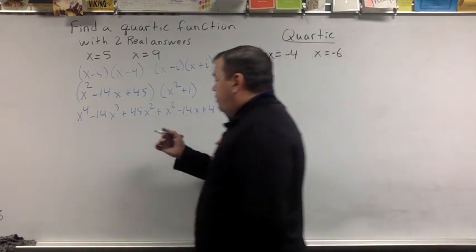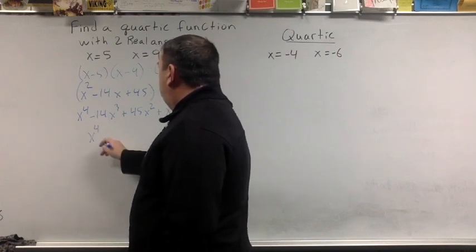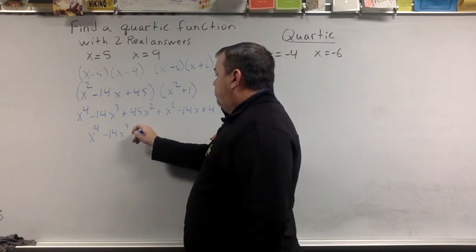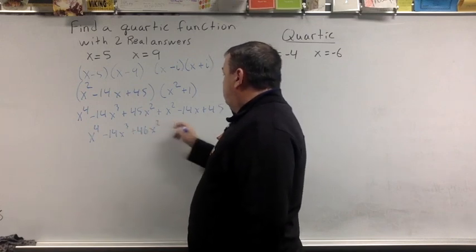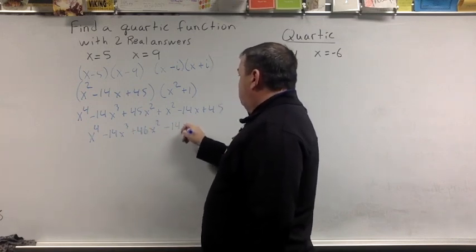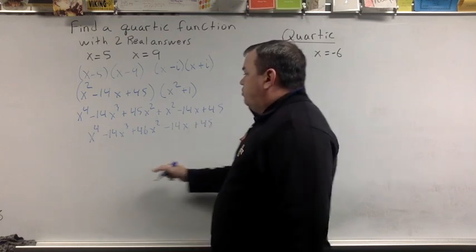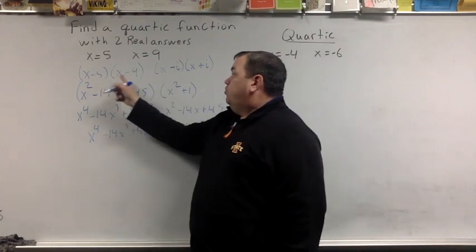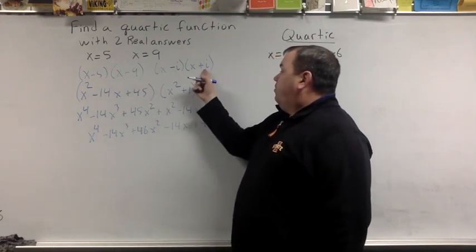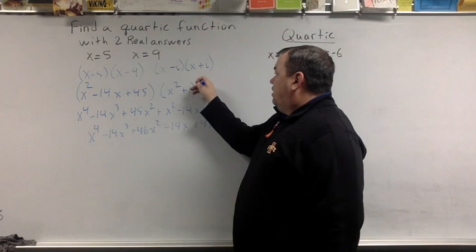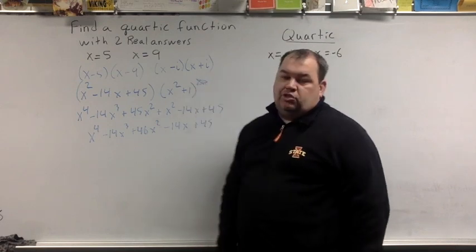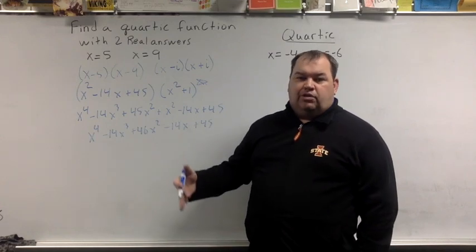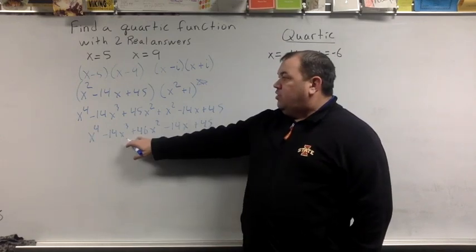But when I get done with this, x to the fourth, 14x cubed, I've got a couple of x squareds there. Here's my quartic that I was looking for. It's got those two real answers, and it's got a couple of imaginary answers. This is the key right here. This is what you need to multiply in to get those two non-real answers and to get to that quartic.